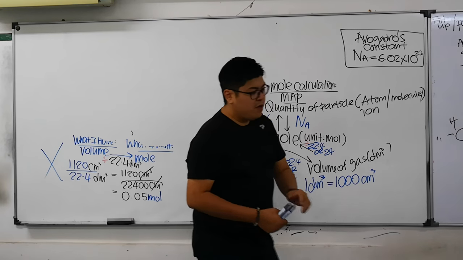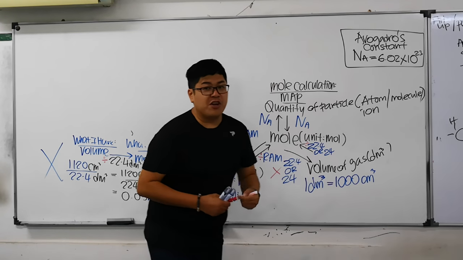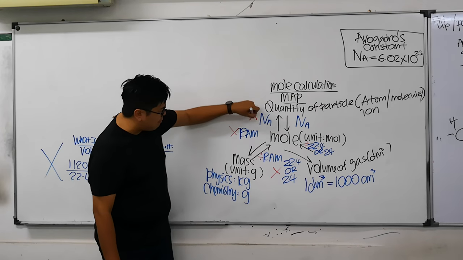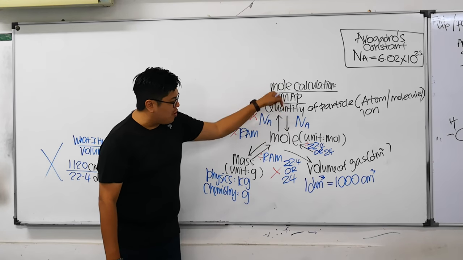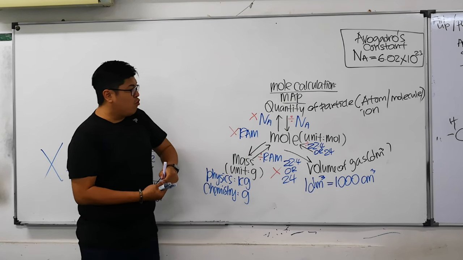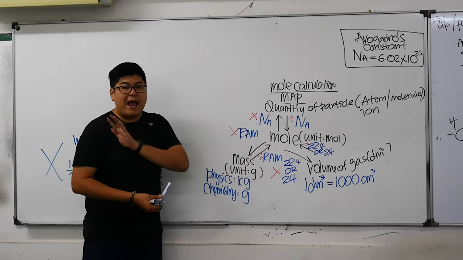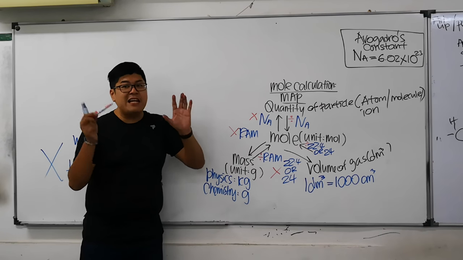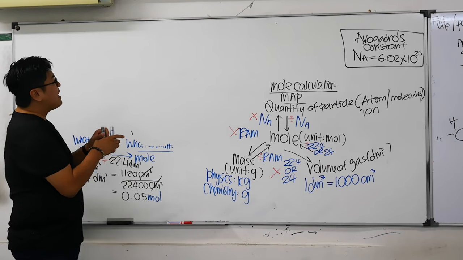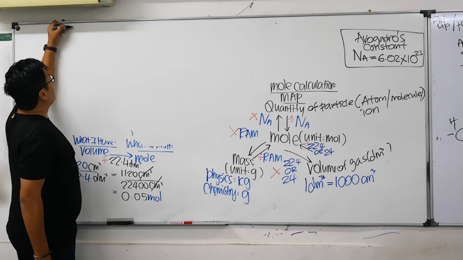Okay, so now, what about the operation? Same thing: mole change to quantity, mole change to anything, times. Anything change to mole, divide. Understand? This rule is still applicable. Mole change to any particular thing, times. Anything change to mole, divide. Okay, good. Now, let's use an example to help us understand the question.